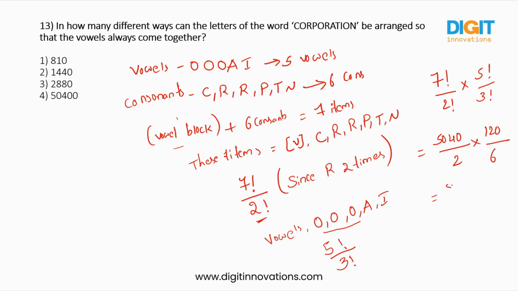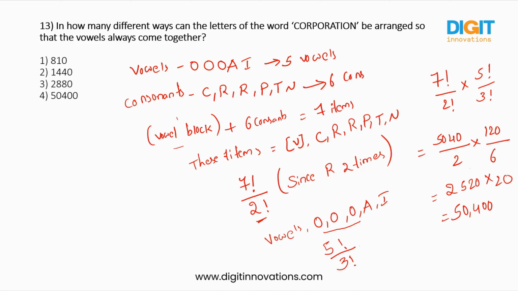When you do the calculation, 2520 into 20, and it is 50,400. So in 50,400 ways you can arrange the word.